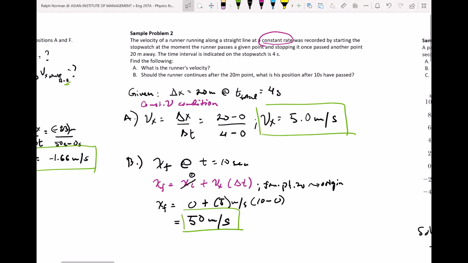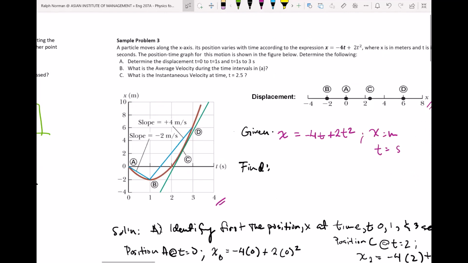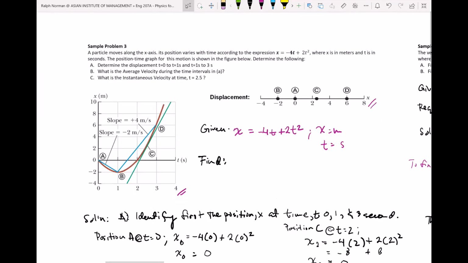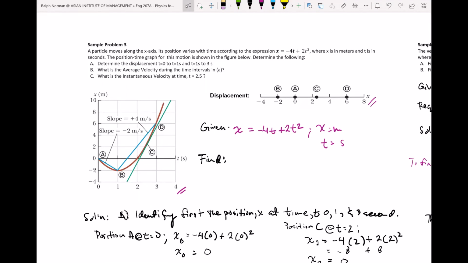The next problem. Under this sample problem, there's a combination of instantaneous velocity and average velocity. This is a good problem from the book of Serway when identifying how to solve velocities asked at a particular point in time, or instantaneous velocity per se. We are given the expression x equals negative 4t plus 2t squared. From the graph, it is a parabola where x is in meters and t is in seconds.